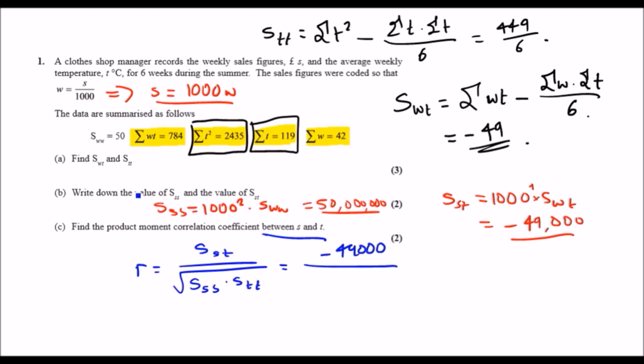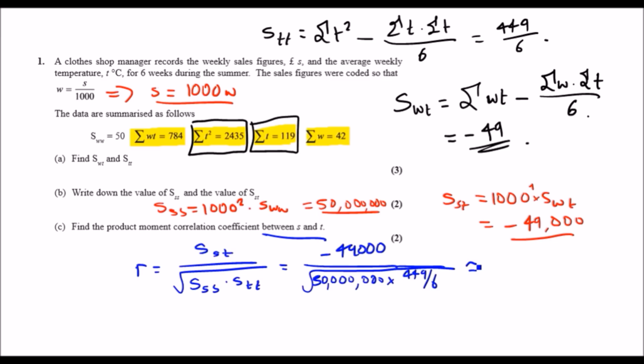SS, where is SS? So SS is 50 million, so that's going to be long to write. You can write this in standard form, actually, it might be better. And STT, we found right at the top, is 449 over 6. Okay, and then you square root this. And in doing so, I should really calculate this in advance.